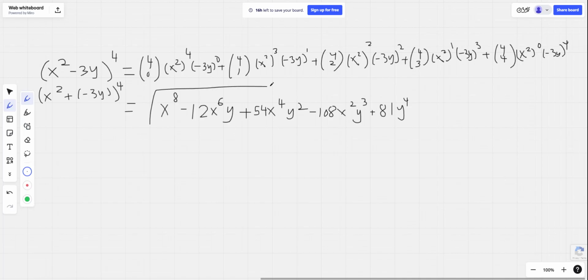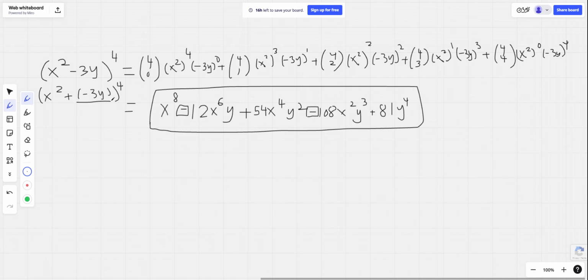And there is our final expansion of x squared minus 3y all to the 4th power. Notice these very important negative signs. So to not mess up, I would suggest using this method, changing the subtraction into the addition of a negative number, and then that should prevent you from making some sign errors when you're doing this.